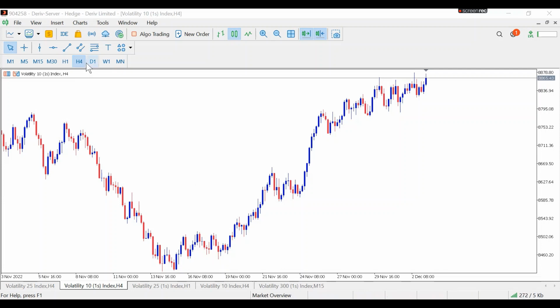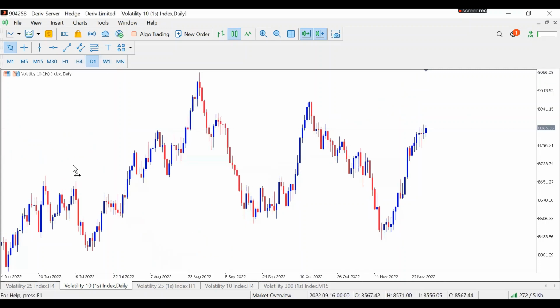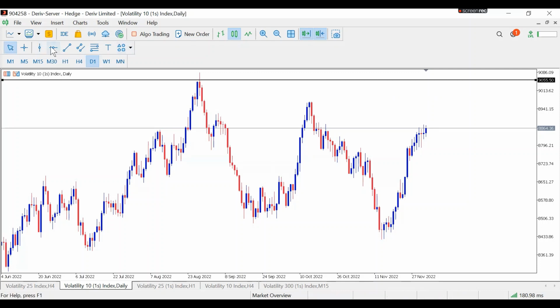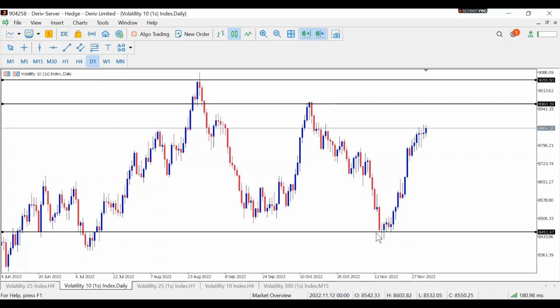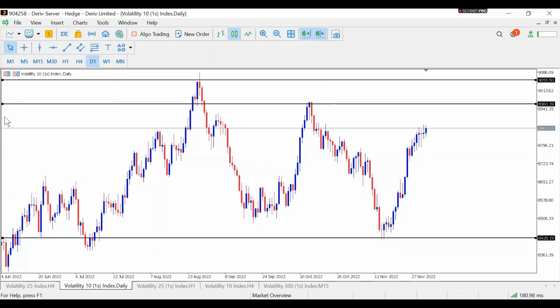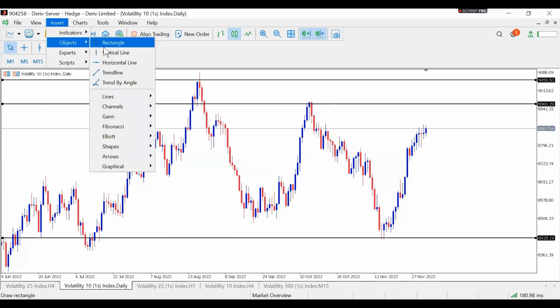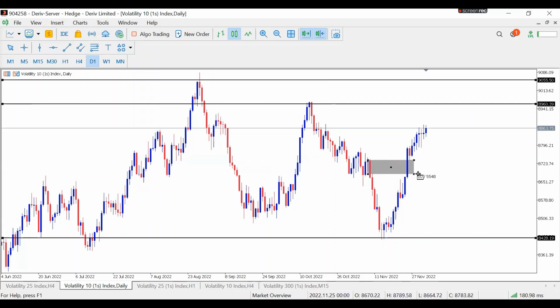Okay, let's get into it. This is how your Volatility 10 looks on a daily time frame. So we can see this level here. You can see another one here. And we can see another one here. We can also note that there was a supply here that the market could not respect. And it broke above this zone, and then it retested this level, and it's continuing going upwards.